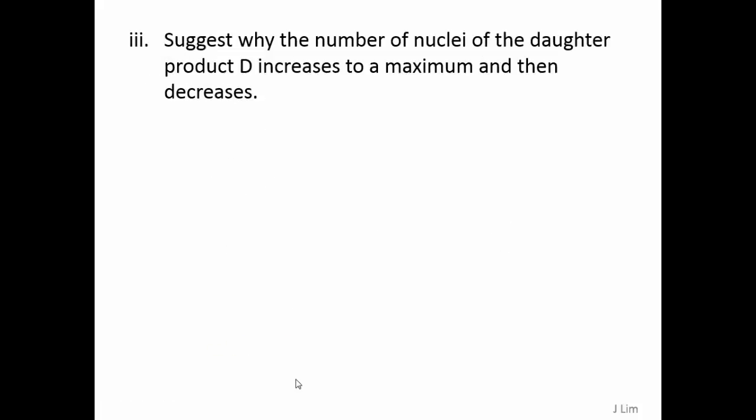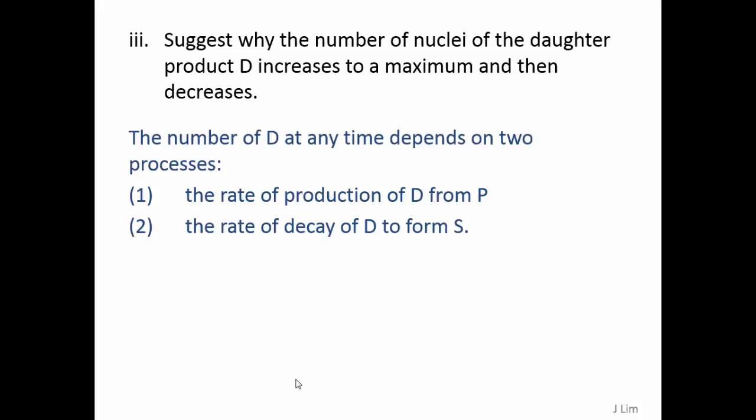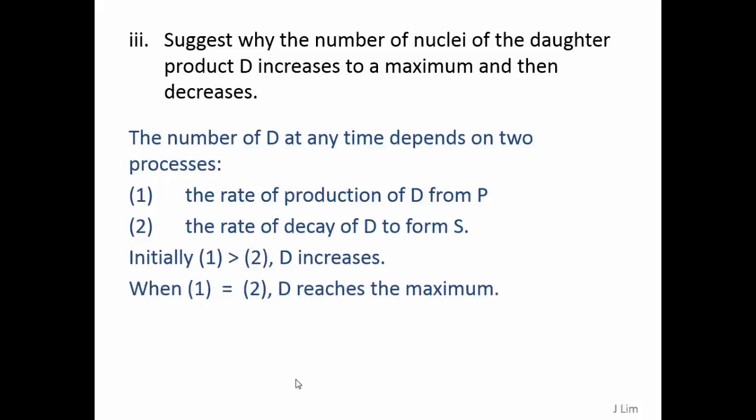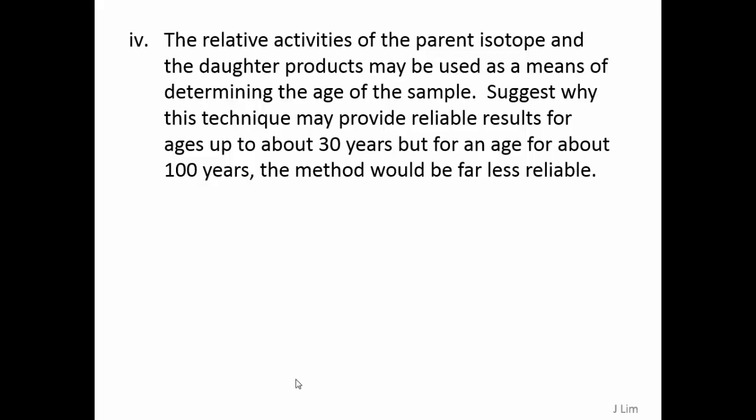Suggest why the number of nuclei of the daughter product D increases to a maximum and then decreases. The number of D at any time depends on two processes. One, the rate of production of D from P, and two, the rate of decay of D to form S. Initially, process 1 is greater than process 2, so D increases. Now when process 1 is the same as process 2, then D will reach a maximum. And when process 1 is less than process 2, D will decrease.